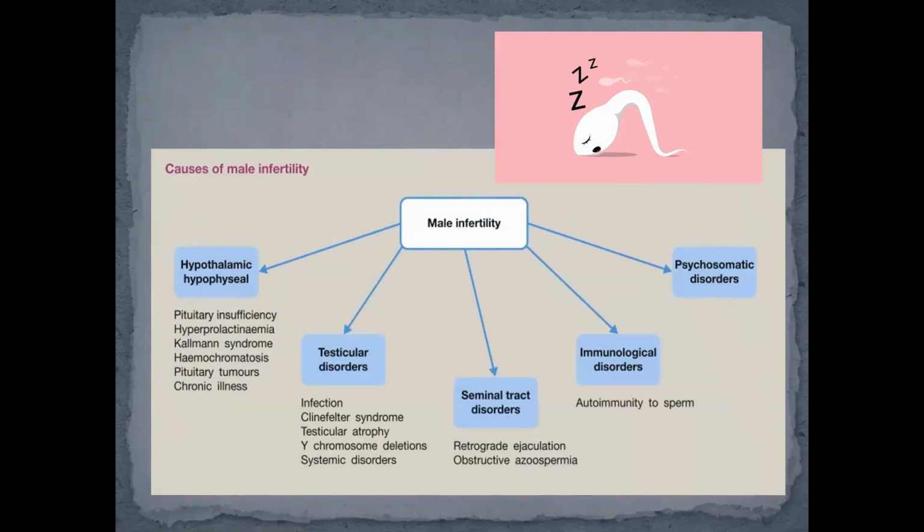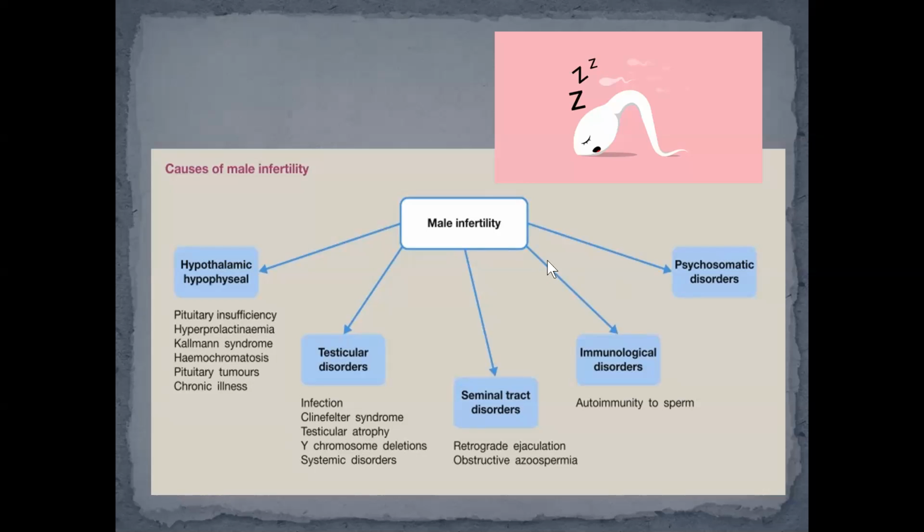What are the main causes of male infertility? It's a hypothalamic-hypophyseal factor. It's pituitary insufficiency or hyperprolactinemia, Kallmann syndrome, hemochromatosis, pituitary tumors, and chronic illness that affects the hormonal secretion of the hypothalamus or of the pituitary gland.